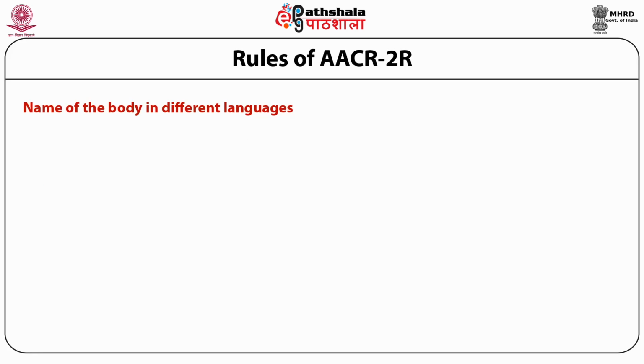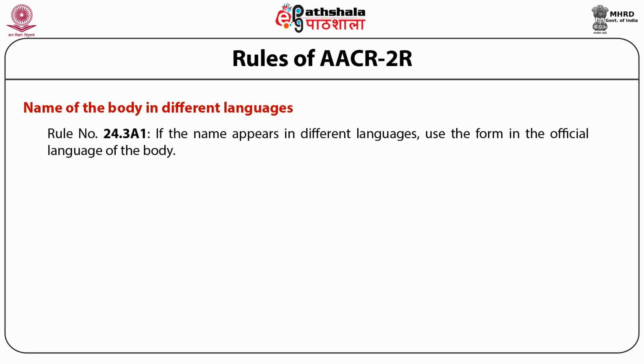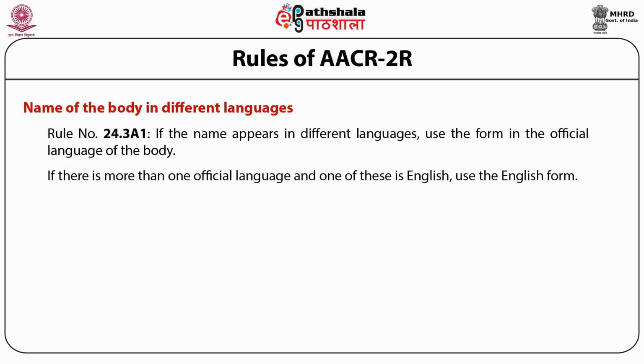Name of the body in different languages. AACR rule number 24.3A1. If the name appears in different languages, use the form in the official language of the body. If there is more than one official language and one of these is English, use the English form. Example, Canadian Committee on Cataloguing, not Comité canadien de catalogage.